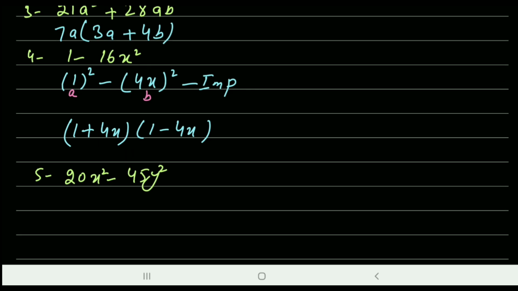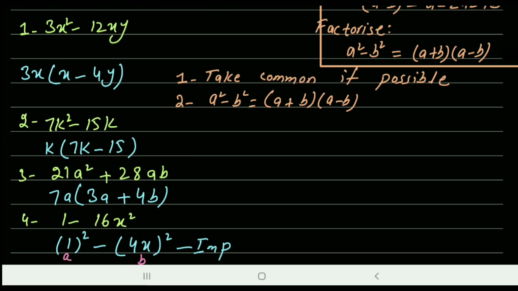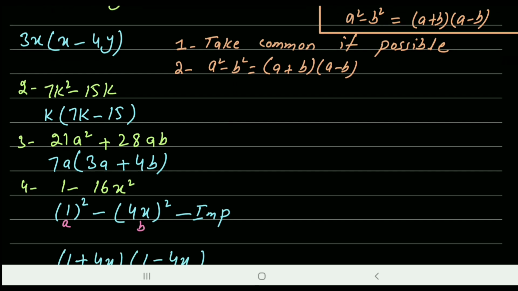So yes, there is something common. 5 is common here, and 5 times 4x square, that is 20, 4x square is left inside, minus 5 times 9y square, that is 45, 9y square is left inside. Now you can see that in this question both steps can be used.